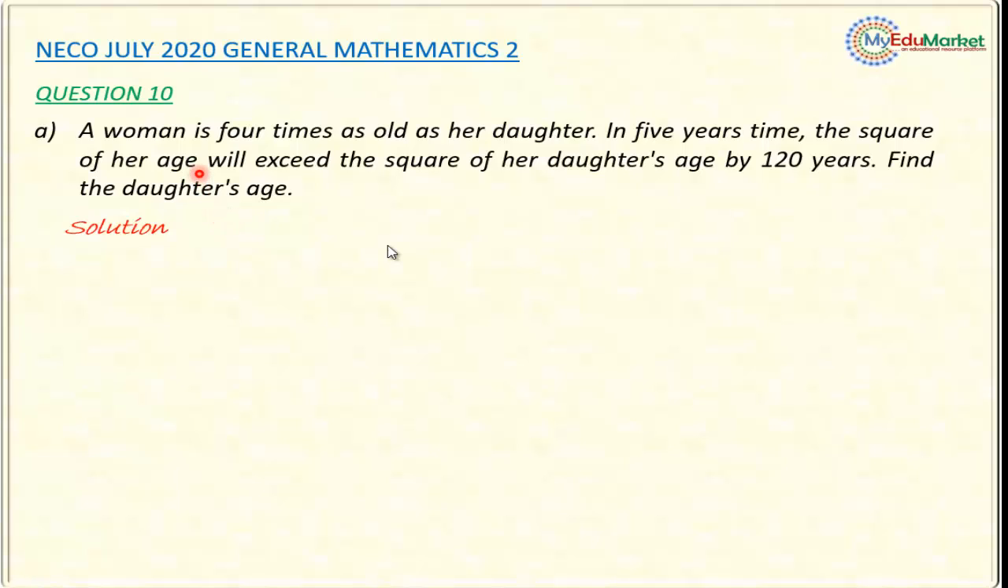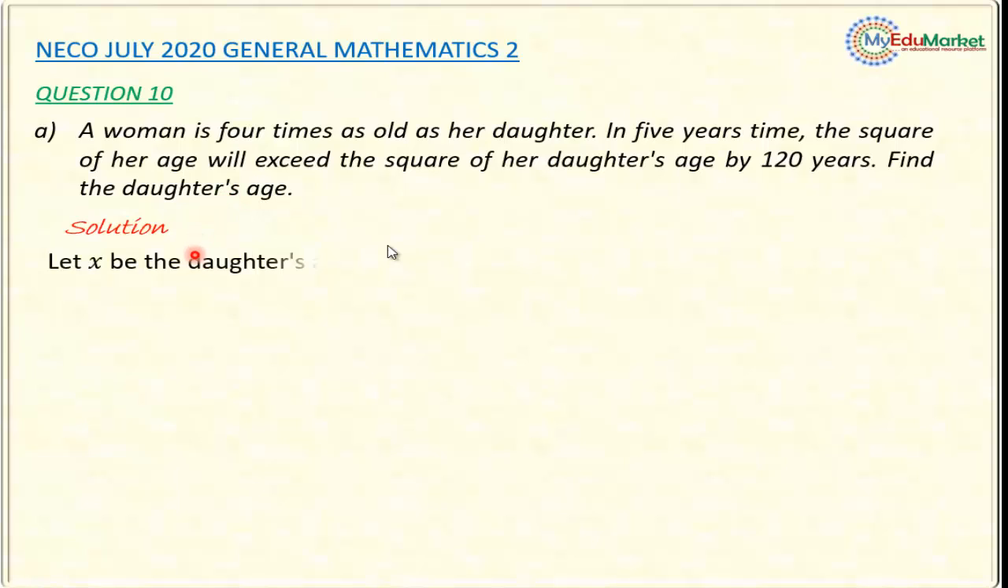So if I go back to the question, at present, the woman, that is the mother, is 4 times as old as her daughter. And in 5 years to come, the square of the mother's age will exceed, meaning will be greater than, the square of the daughter's age in those 5 years to come. Then the question asks us to find the daughter's age.